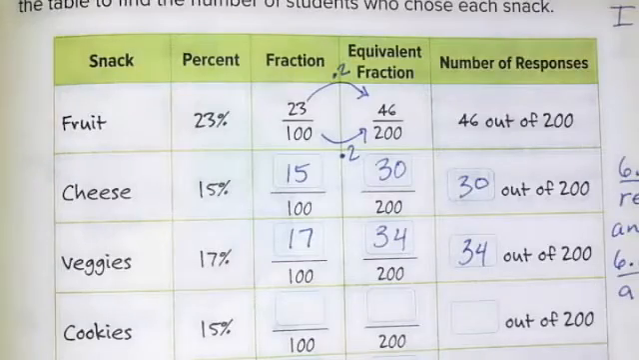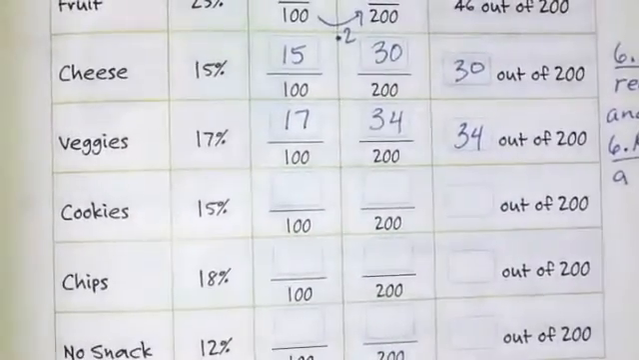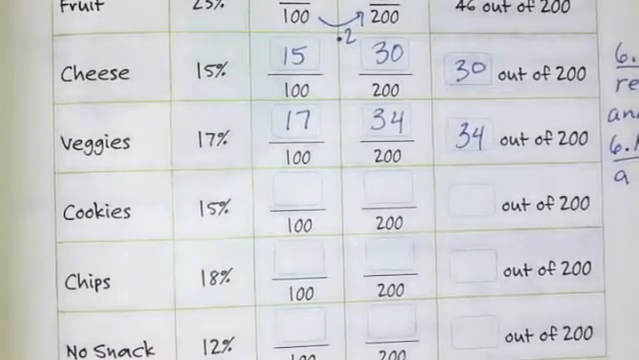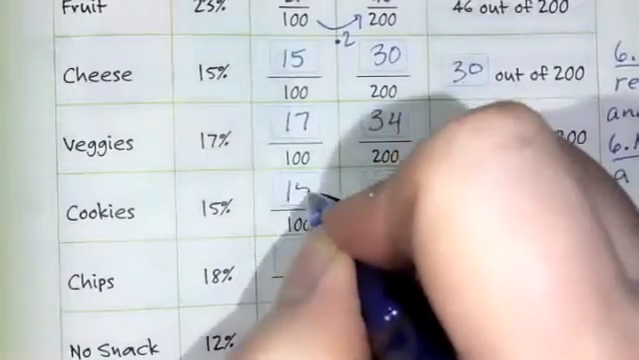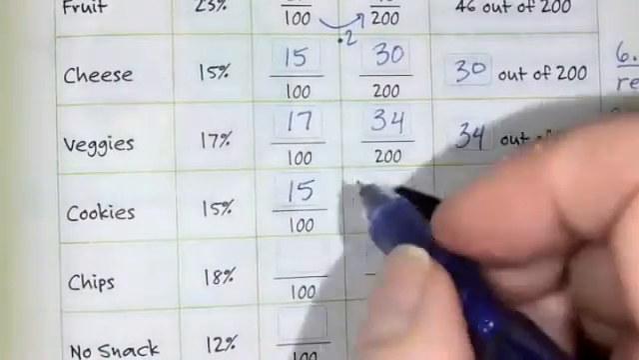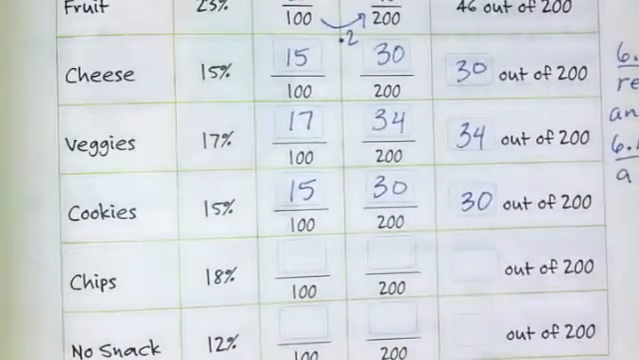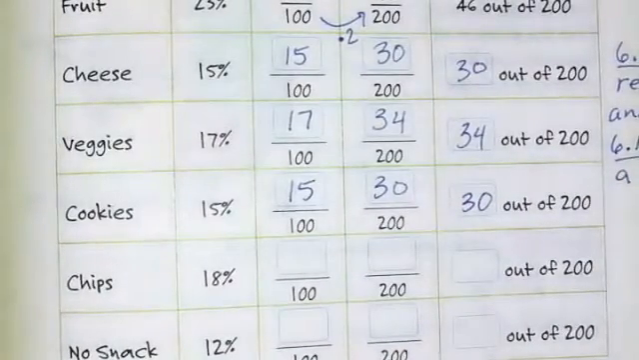Next, cookies. 15% of students brought cookies as their snack. So 15 out of 100. The equivalent fraction would be 30 out of 200. So 30 out of 200 students brought cookies as a snack.